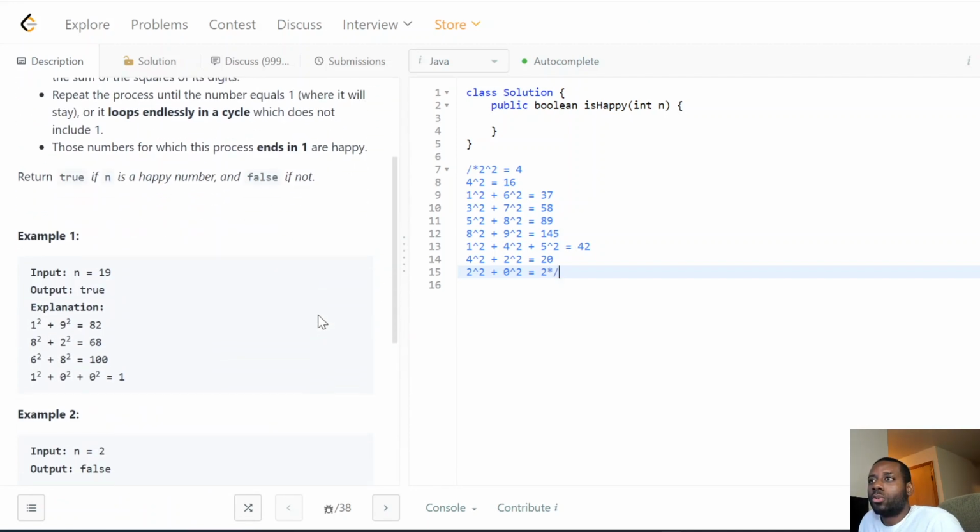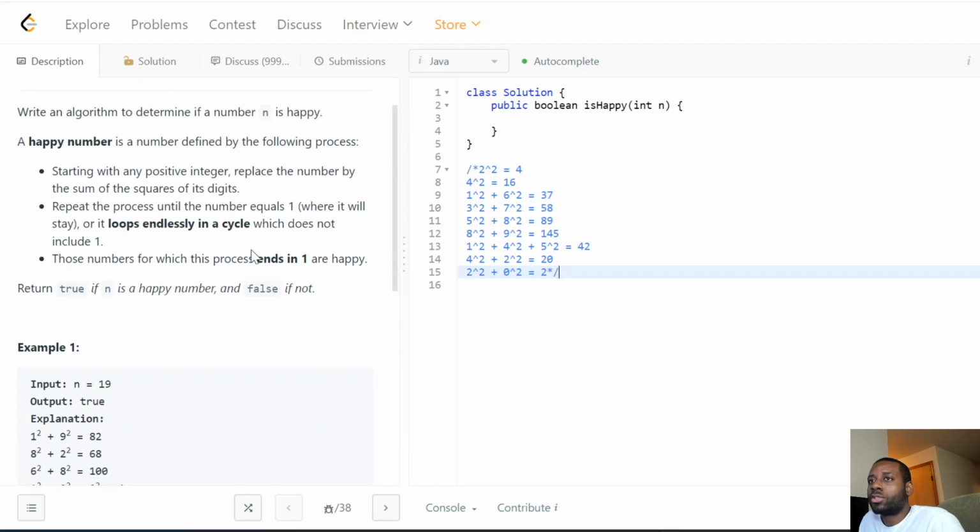To determine if we've already seen a previous state or previous number before, we need to have some kind of data structure to help us remember that. So that's why the introduction of a set is going to be useful for this problem.